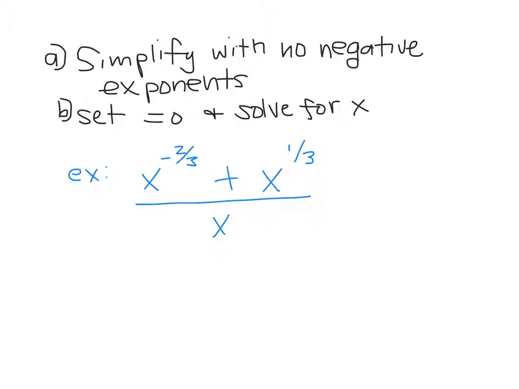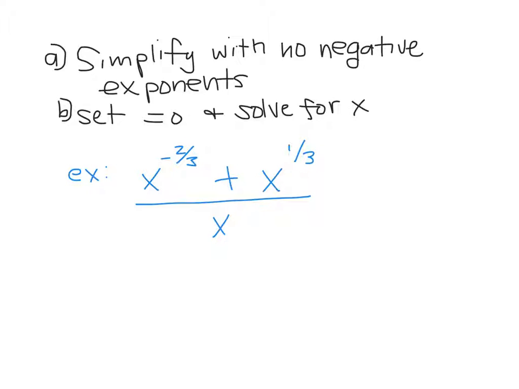Okay, one more example for 5.5. We have a fraction with x's with rational and negative exponents. We want to simplify this so that we have no negative exponents. And then after we do that, we're going to set it equal to 0 to solve for x.